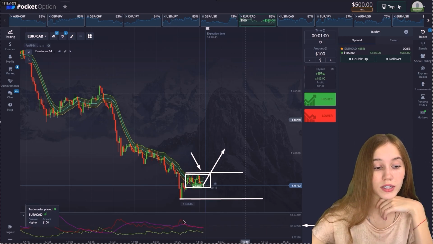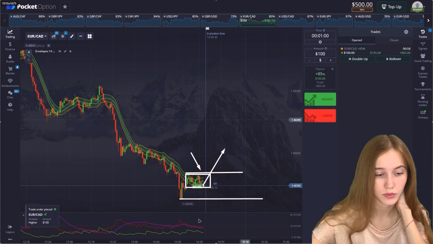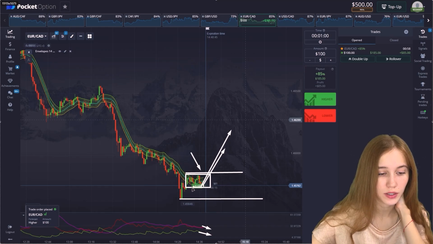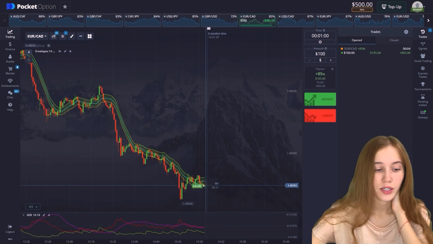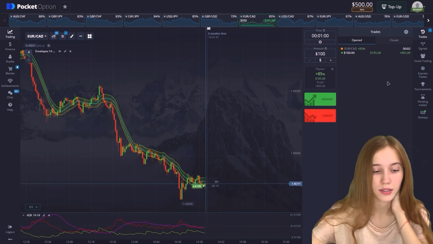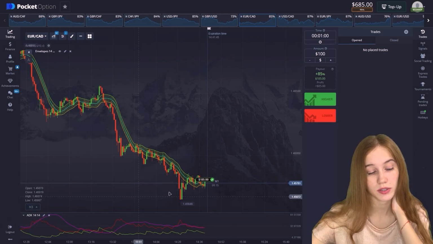Opens for an increase. Look what's here. No jumps, we see. Low boundaries of our indicator, we see. 1 second, yeah. Profit is $85. Our balance is $685. Good, let's move on.